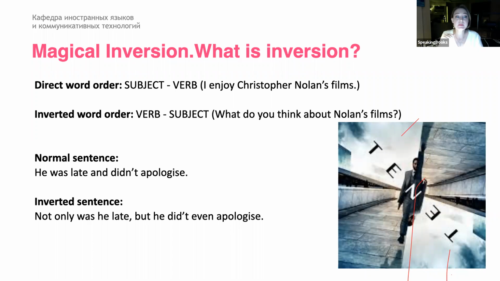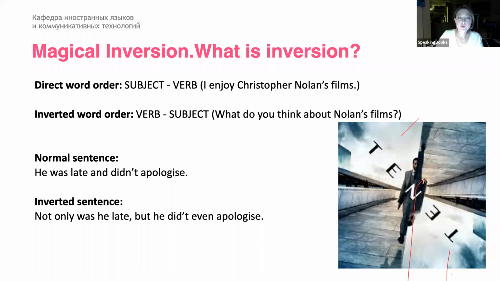However, for questions, we use the inverted word order. That is when the verb goes before the subject. For example, what do you think about Nolan's films? We have the auxiliary verb do here, and it goes before the subject you. What do you think about Nolan's films? So the normal sentence looks like this. Another example, he was late and didn't apologize.